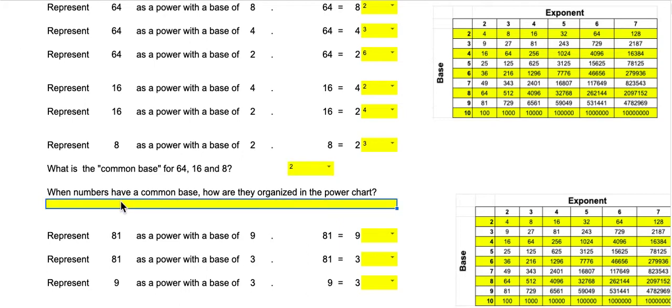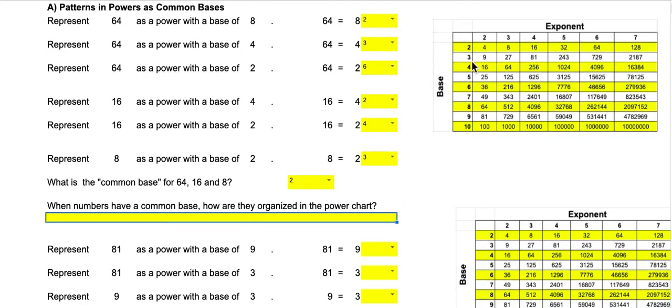Okay, now here's the most important question. When numbers have a common base, how are they organized in the power chart? Well, I want you to look at something. Let's go across the base 2 row. The base of 2 can be made into 4, 8, 16, 32, 64, and 128. 4, 16, 64. So it looks to me like a common base.